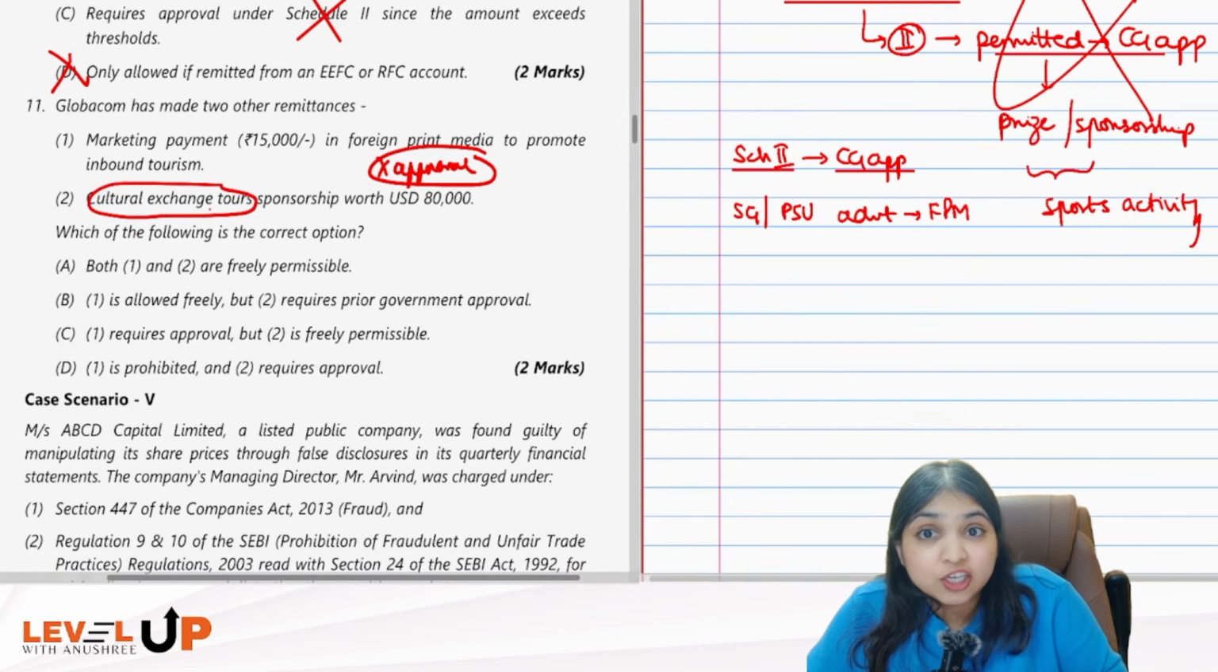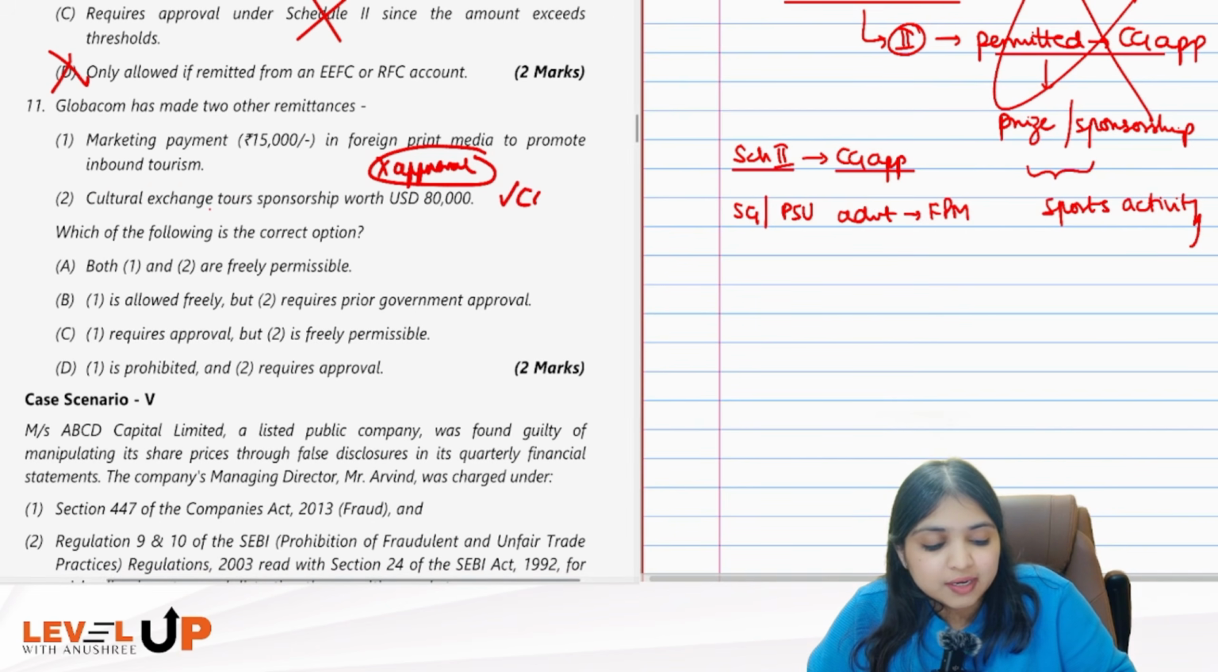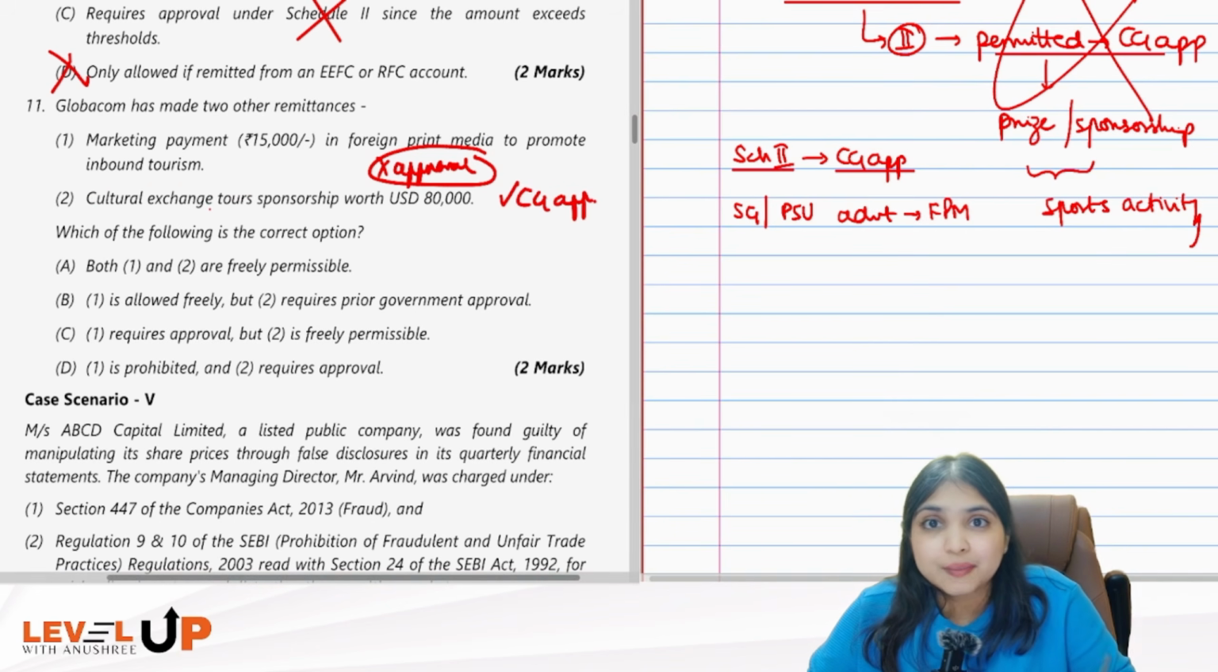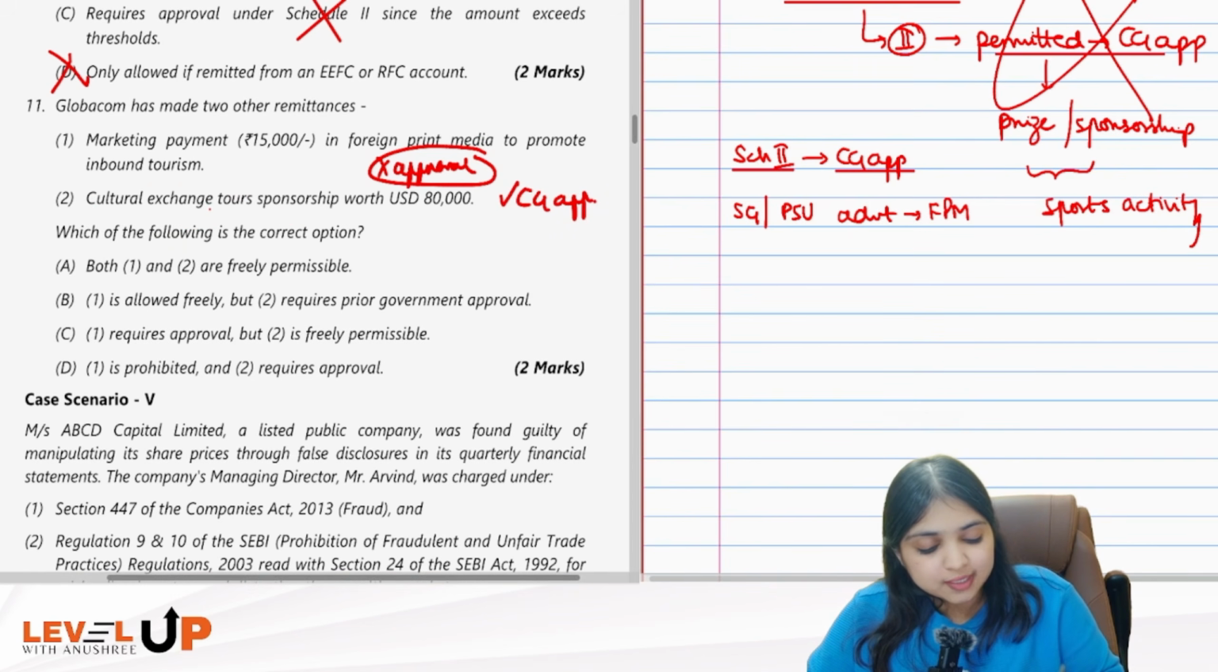Then cultural exchange tour. For cultural tour, here we require central government approval. This will come under Schedule 2. So which of the following is the correct option? Both are freely permissible? No. The second one requires central government approval. One is allowed freely, but 2 requires prior government approval.